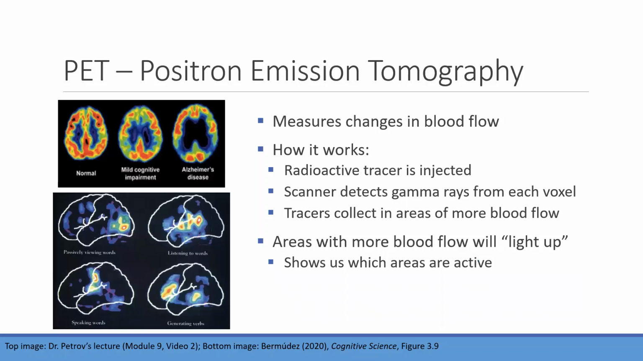Next, we have PET, which measures changes in blood flow. So a radioactive tracer is injected, and then the scanner detects the gamma rays that are created from the positron emission from each of the voxels of tissue. The tracers will collect in areas that have more blood flow, so this will show higher activity by lighting up on the PET.